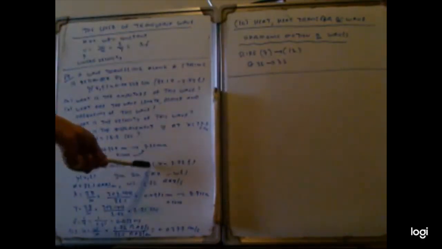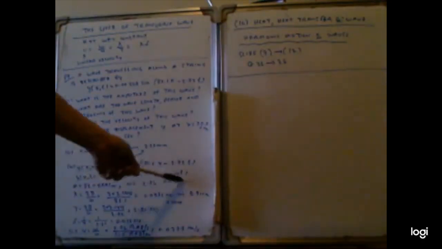B, y(x,t) is 0.00327 times sin of 72.1x minus 2.72t. So we compare with the equation y(x,t) is equal to ym sin(kx minus omega t). In this case, ym is 0.00327, k is 72.1 radian per meter, and omega is 2.72 radian per second.